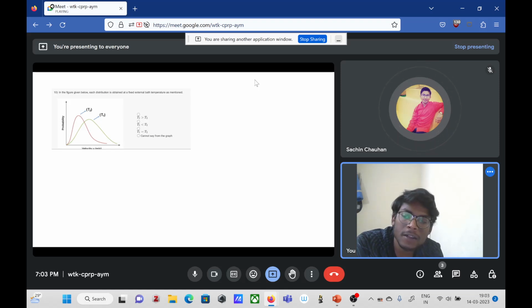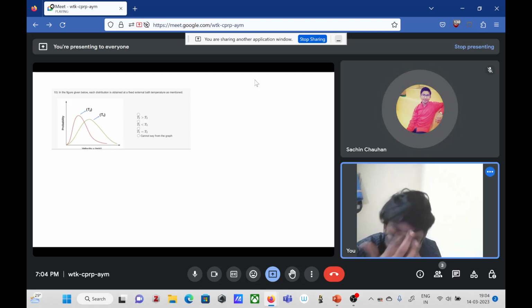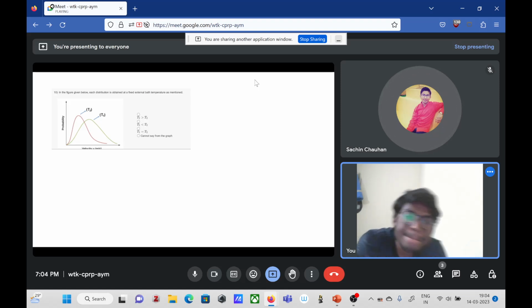Wien's constant, Boltzmann distribution. Okay, no worry. T2 is greater. Why? There should be some explanation, right? You are saying T2 is greater. Why is that?